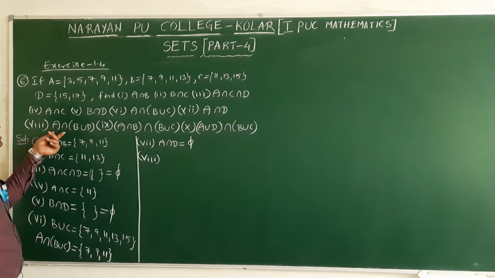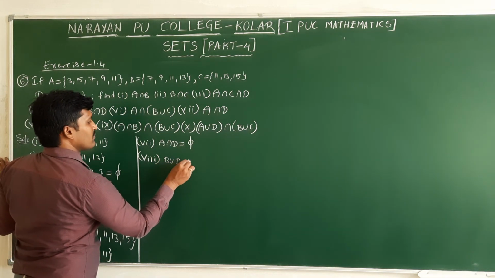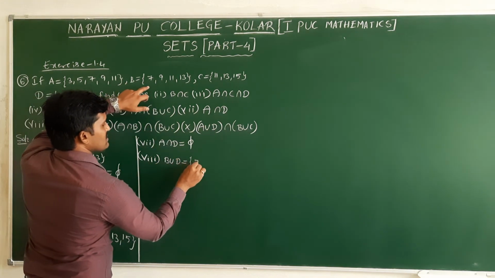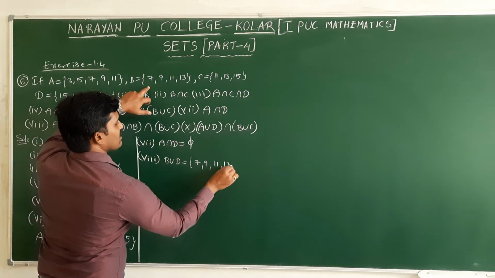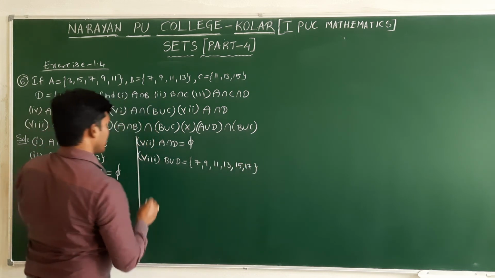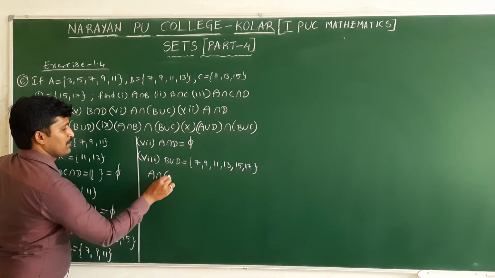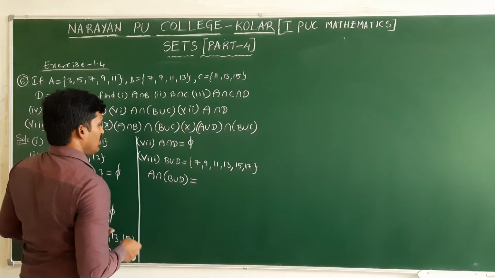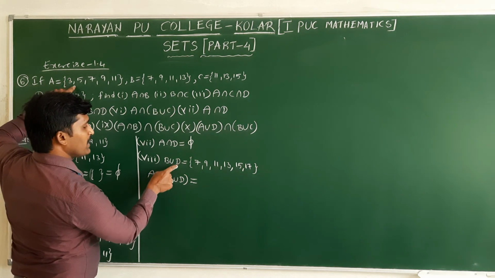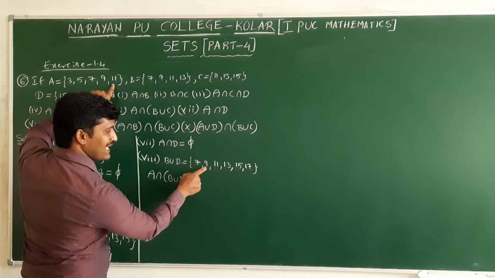Eighth one. What is eighth one? A intersection of B union D. First I will find out B union D. B union D. So combining both B and D, what? 7, 9, 11, 13. No common, that's why writing each and every value. 15 and 17. Which one you have to find out here? A intersection B union D. Now, intersection operation between A set and B union D set. A and B union D common elements. Common elements what? 7, 9, 11. Here also 7, 9, 11.